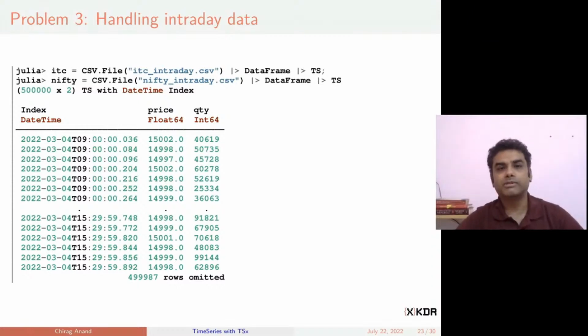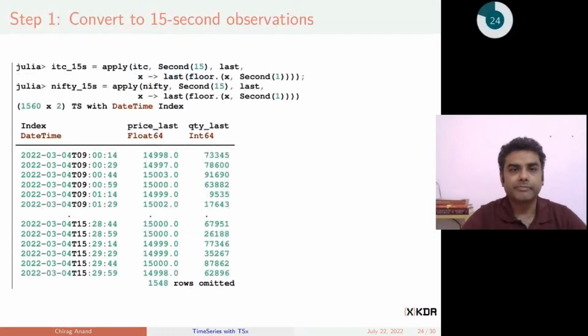Now we come to our third problem of handling intraday data. Here we use two CSV files to read intraday data, which is at a millisecond level. This is simulated data because we did not have access to real intraday data. This is the structure. There is the index, we have the price as the second column, and then we have the quantity. We have converted both these data sets into TS objects.